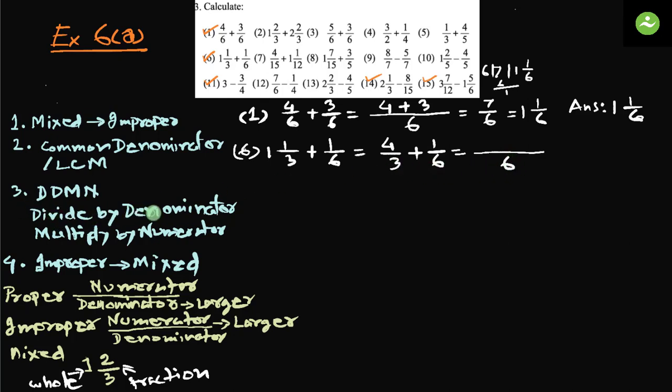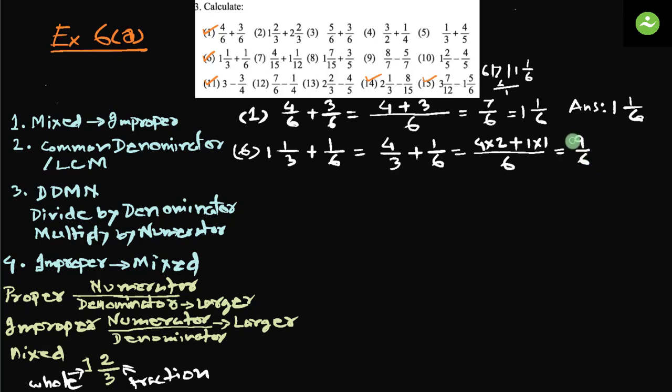Now formula: divide by denominator, divide 6 by denominator 3, so 2. Multiply by numerator, so 4 into 2, plus divide by denominator 1, so 1 into 1, equals 8 and 1, 9/6.